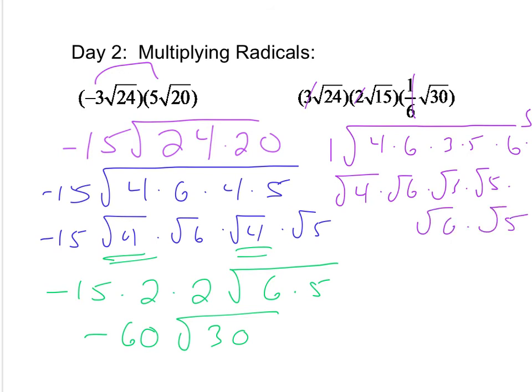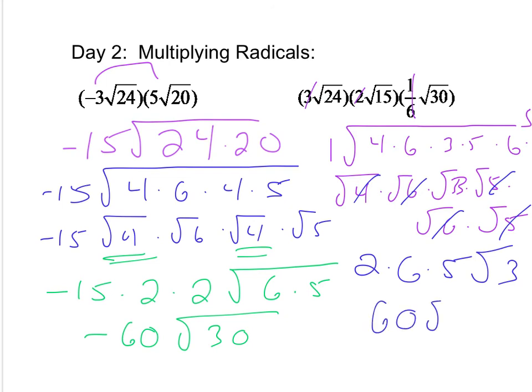Well, let's just break these down a little bit at a time here. I have root 4, that becomes 2. Root 6 times root 6 is 6. Root 5 times root 5 is 5. And left inside, I have a root 3. Well, 2 times 5 is 10. 10 times 6 is 60. So I have 60 root 3.